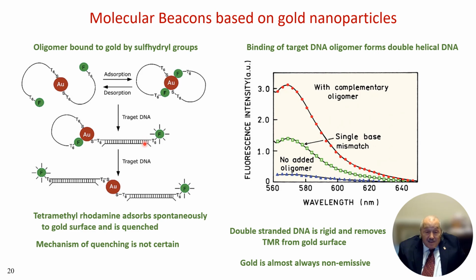If you add the target DNA, that changes the single-stranded DNA into double-stranded DNA. That's a lot more stiff. It's stiff enough to yank the tetramethylrhodamine off of the gold, and it becomes fluorescent. So I think this is a great way to make molecular beacons. This is also being done on surfaces where you spot the surfaces with different sequences and use an imaging methodology to figure out which target DNAs are present.